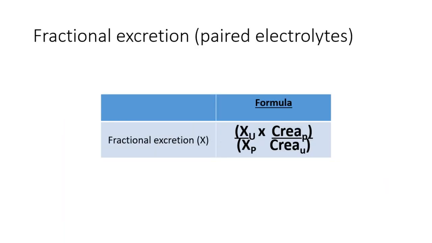And then this is the calculation, and you can screen grab this or write it down. This is the calculation for fractional excretion for paired electrolytes. It doesn't have to be sodium, it could be potassium, calcium, magnesium, any electrolyte whose fractional excretion you want to calculate. This is the formula for that.